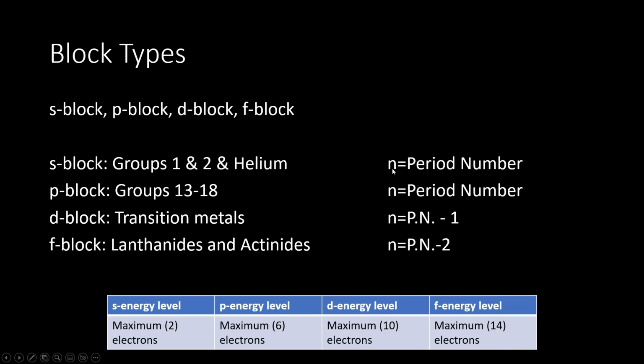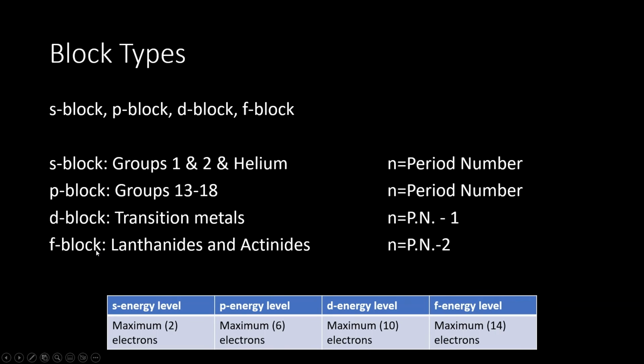Their energy level n equals their period number. The same thing is true for P block electrons. For an element where its final electron is a P block electron, those are elements in groups 13 through 18. Now for D block elements, those are our transition metals. The energy level is going to equal the period number minus 1.